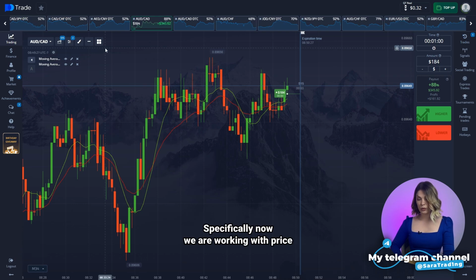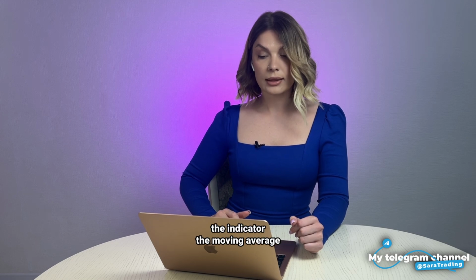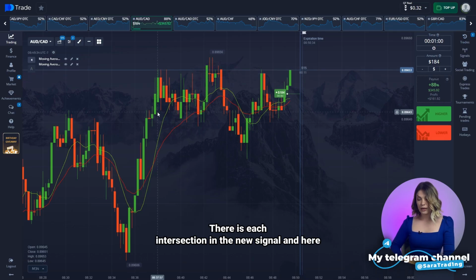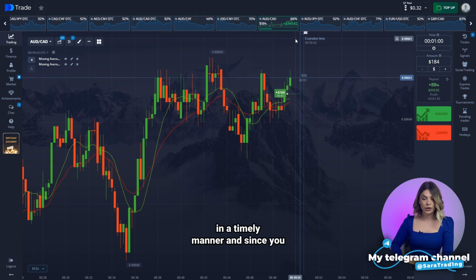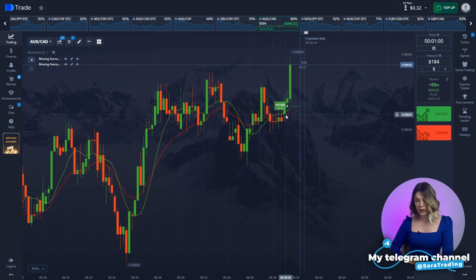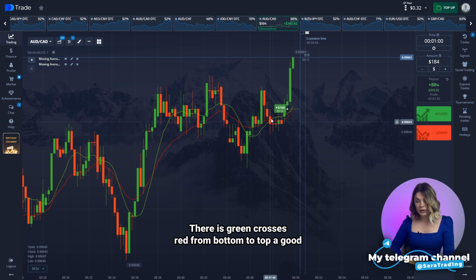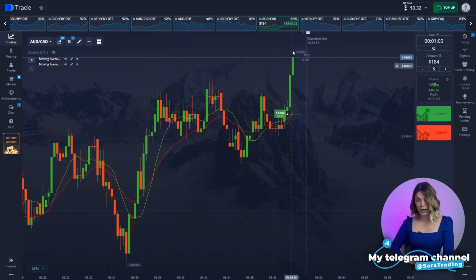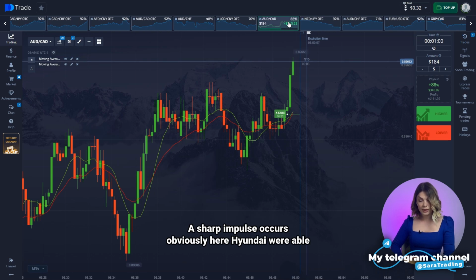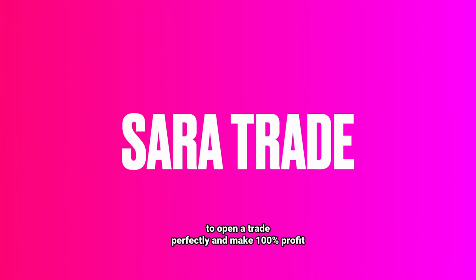Specifically, now we are working with price intersections, more precisely with the intersections on the indicator, the moving average. That is, each intersection is a new signal, and here we just need to receive these signals in a timely manner and react to these intersections in a timely manner. And since you see the signal was to buy, the last intersection was at this point. That is, green crosses red from bottom to top, a good price movement is formed, and then a position is opened. A sharp impulse occurs. Obviously, here we were able to open a trade perfectly and make 100% profit.